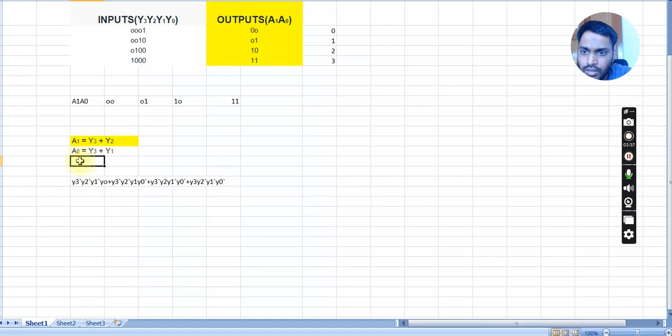Whereas for A0, if you observe A0, where A0 is 1, here and here. So A0 is 1 when Y1 is 1. So Y1 is written here. Then A0 is 1 here when Y3 is 1. So Y3 is written here. So Y3 and Y1. Y1 is 1 and Y3 is 1, so the OR of these two. So that's how these two equations are written.